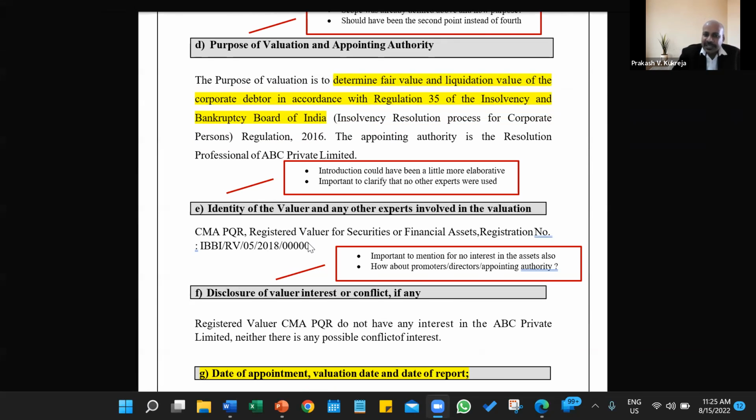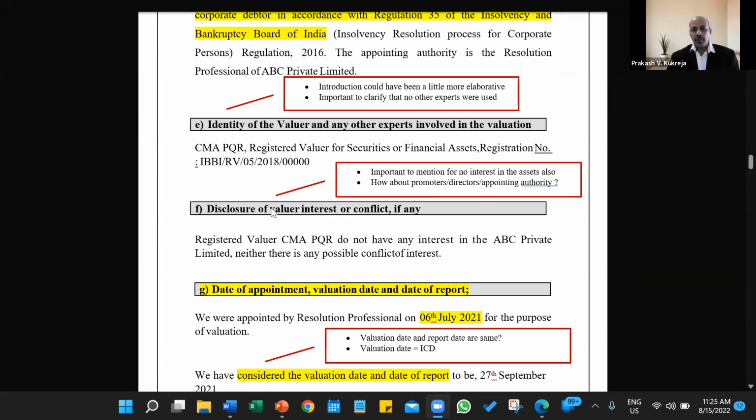And in case of other experts also, even if you have not used any. Here, the title says any other experts involved, though there were no experts involved, it is not mentioned clearly. I think it will be very good to specify that there were no other experts involved, and the reason being that it was not a requirement, or we can add some further justification. But again, to be very specific, disclosure of valuer interest or conflict.